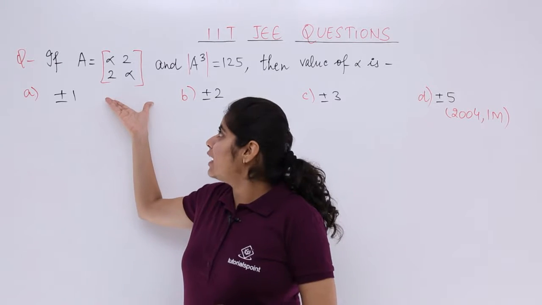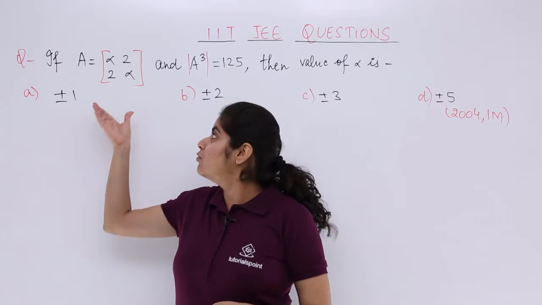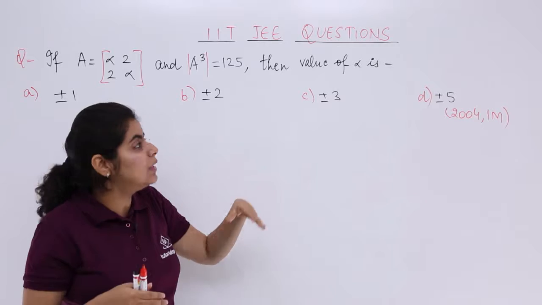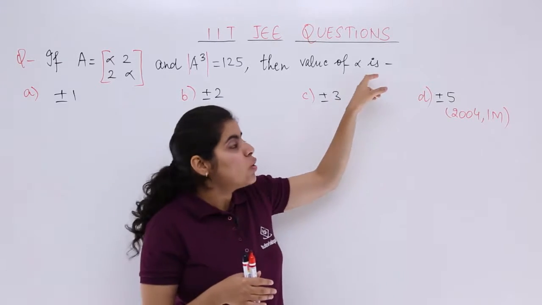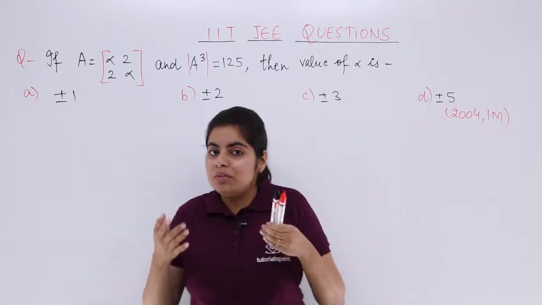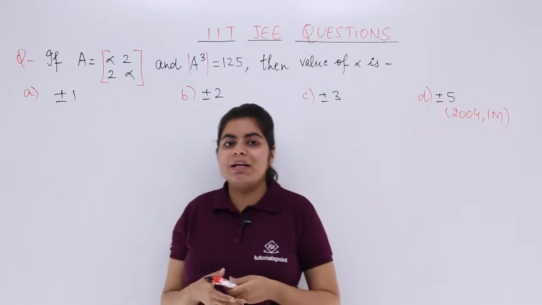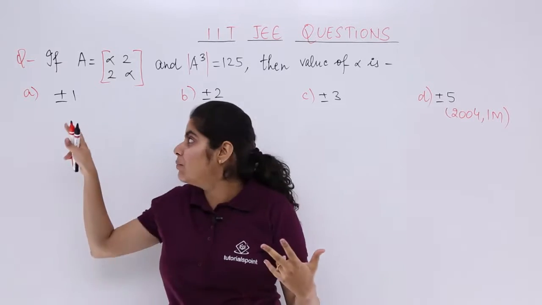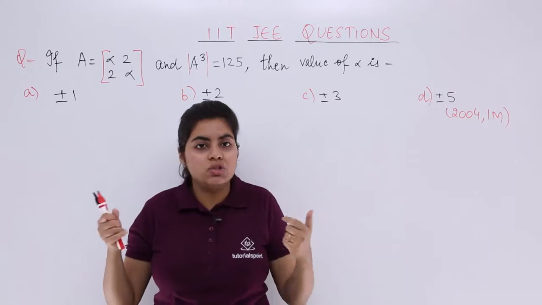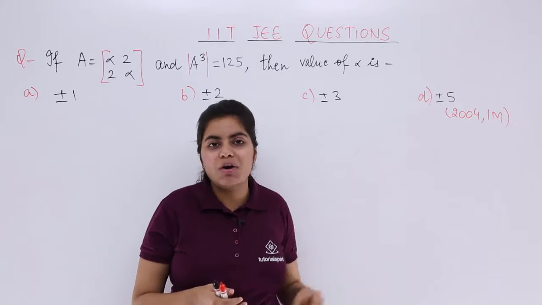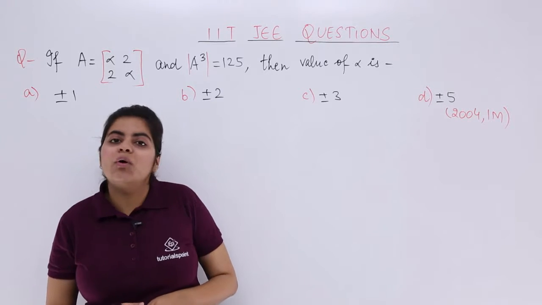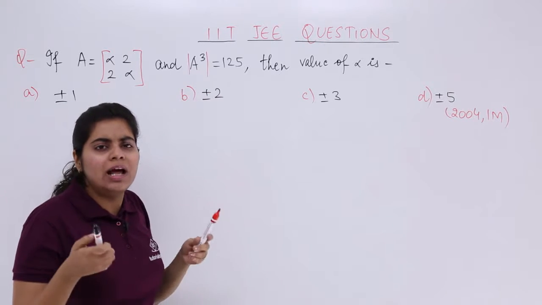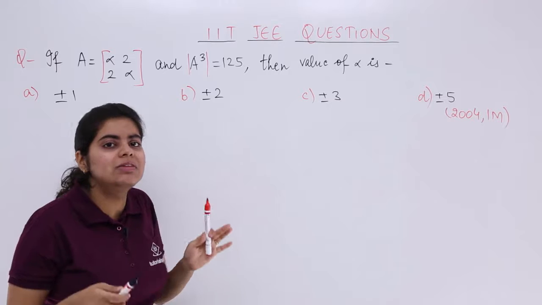The question says: if A is a matrix having elements alpha, 2, alpha, and the determinant value of A cube is 125, what is the value of alpha? Then we have 4 options: plus minus 1, plus minus 2, plus minus 3, plus minus 5. That means either alpha is 1 or minus 1, or 2 or minus 2, or 3 or minus 3, or 5 or minus 5. Now we know that when this is your A and we have A cube, we will be having some help with this given data.